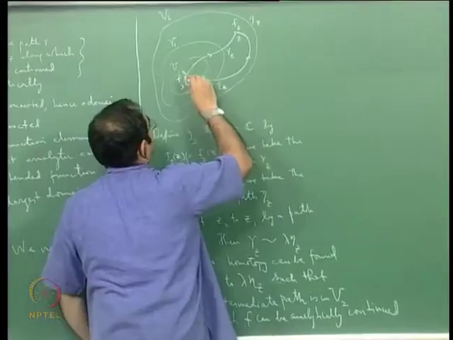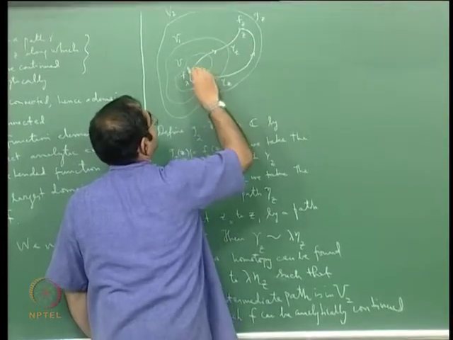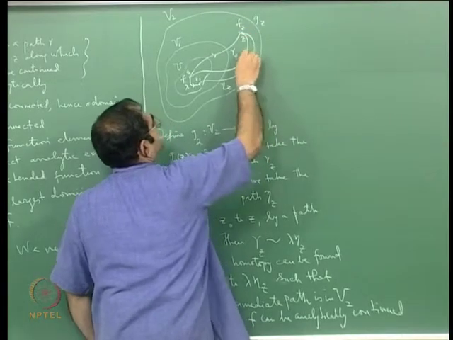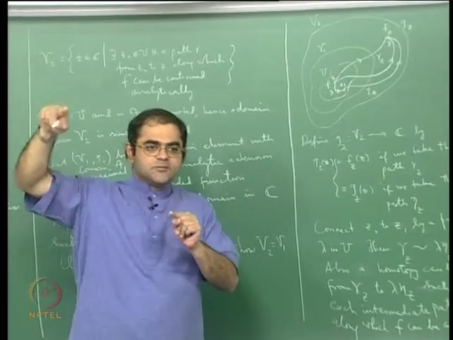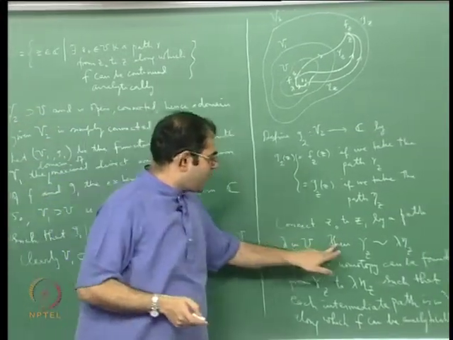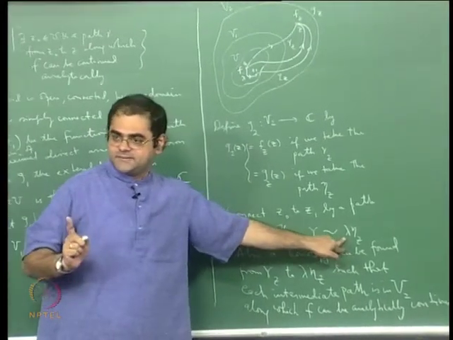So you see, I want a homotopy between gamma followed by eta z and f. So I can find intermediate paths like this, and all the intermediate paths are lying in V2. Okay. Why am I getting this homotopy? Because V2 is simply connected.